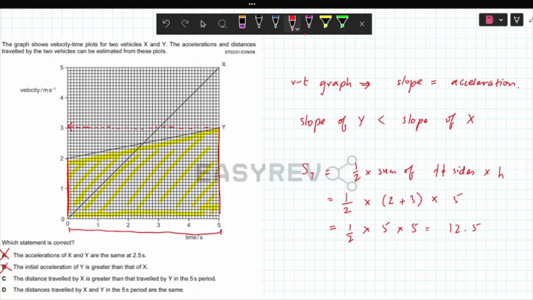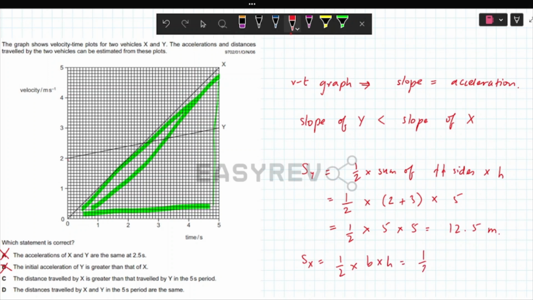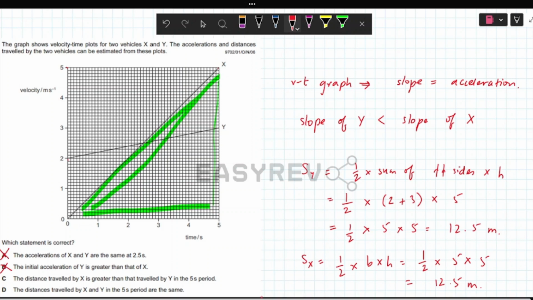Now let's see what displacement we get for x. So now I'll just erase this. Focus on the triangle that we have for x. This is quite straightforward. It's just half times base times height. Half times the base, which would be 5 seconds, and the height, if you notice, just so happens to be 5 as well. And here too we get 12.5 meters.